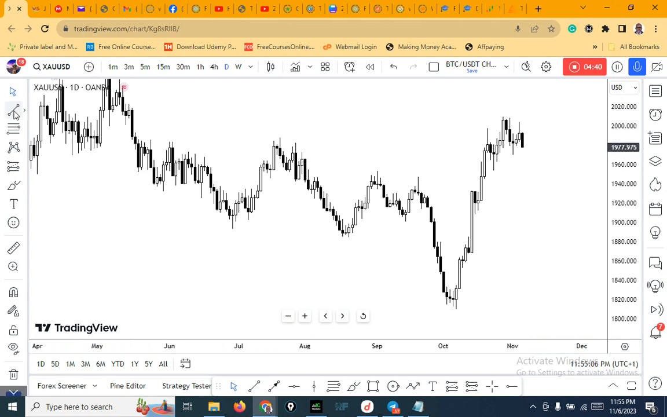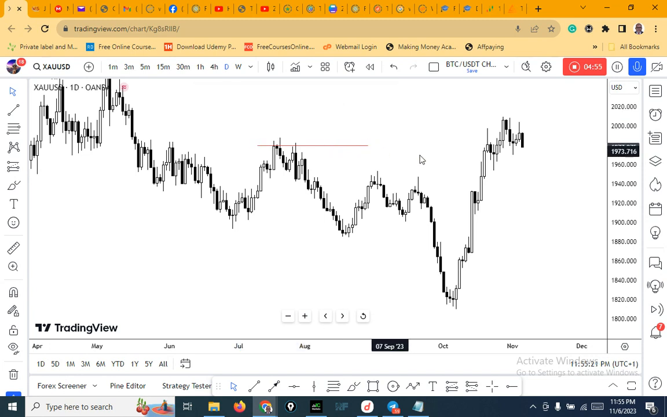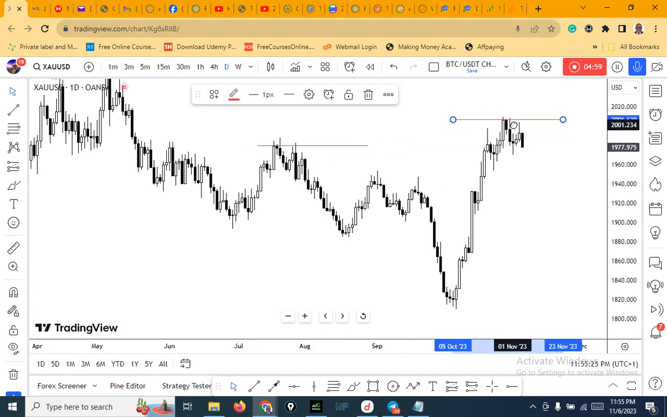Okay, so let's look at market structure again. Now, this is the high that the market has broken. See where the market broke structure here. This is the recent high of the market, and this high has been broken by this high here.